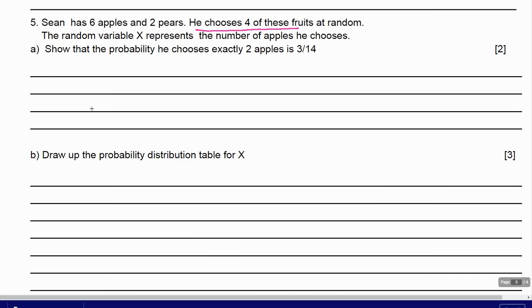Wait a minute, because remember, I've got how many apples? So I could do 6, choose 2. Those are my apples, right? All right, but I've got 6 of them, and I'm only choosing 2 of them. Now, how many pears am I choosing? Right? Now, that tells me the number of ways that I can choose 2 apples and 2 pears. What do I have to divide by? 4, choose 2.